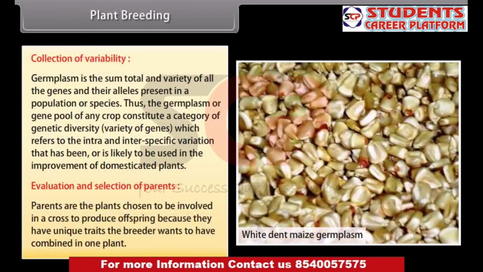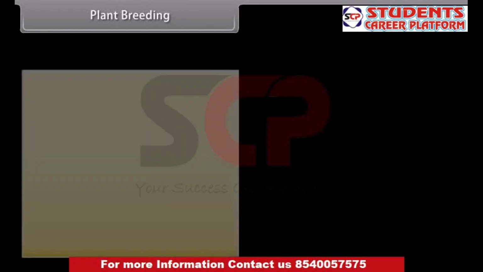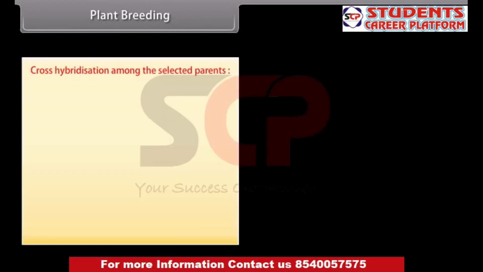Parents are the plants chosen to be involved in a cross to produce offspring because they have unique traits that the breeder wants to have combined in one plant. Cross hybridization among the selected parents.